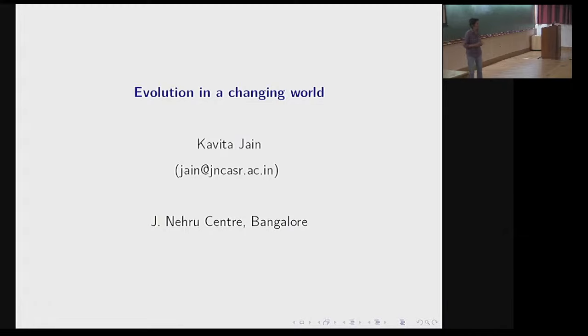Okay, so I'm a statistical physicist by training, and much of my work these days is on evolution, specifically population genetics. So I'll explain the meaning of these words. And my job today is to show you how you can use ideas from statistical physics and theory of stochastic processes to understand or address questions in evolution.